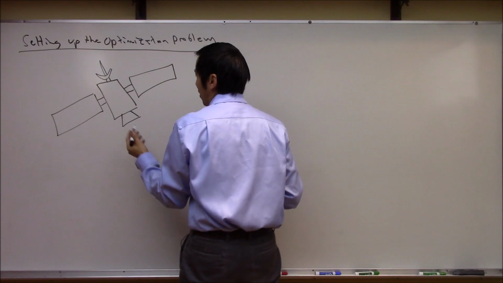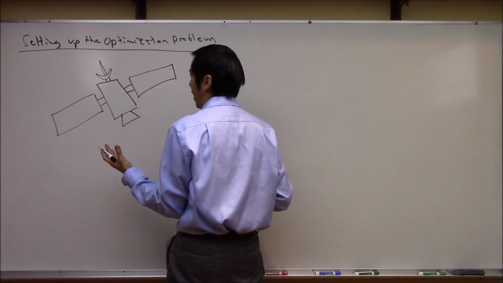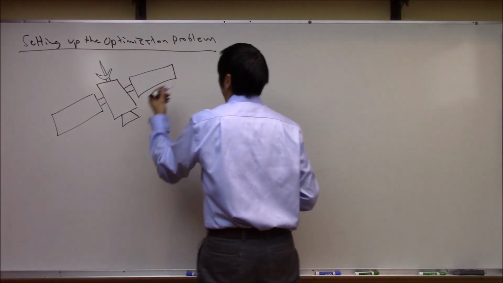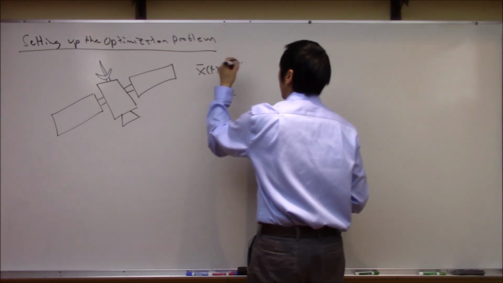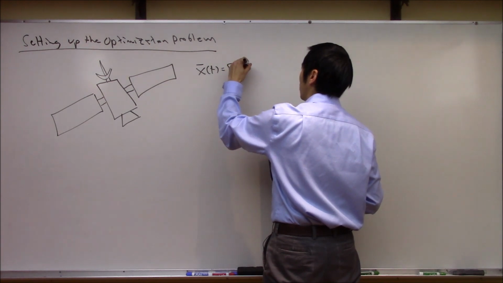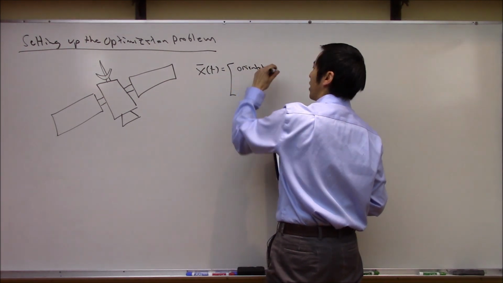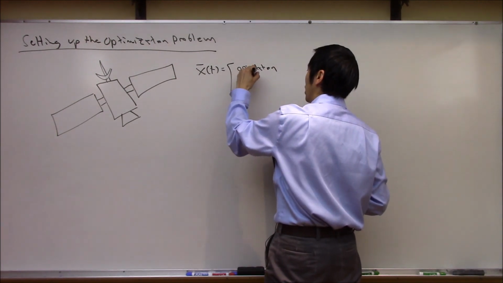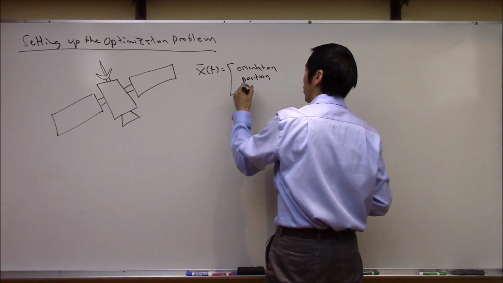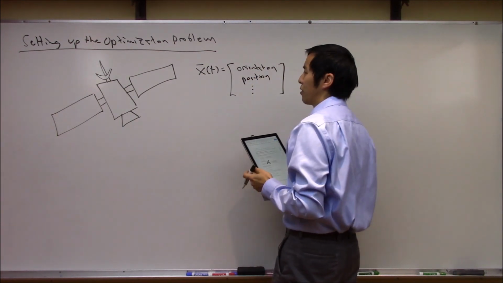What we'd like to think about here is that this satellite might have multiple states, right? So the state vector for this satellite might be something like the orientation. There might be states for the Euler angles. There might be states for the position, all these other things. We will just stack all these up in the state vector.